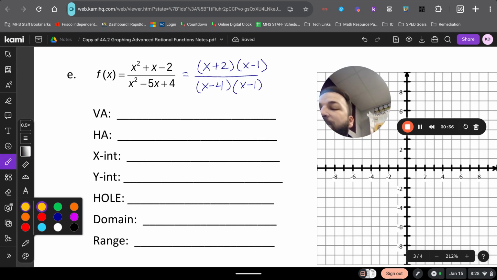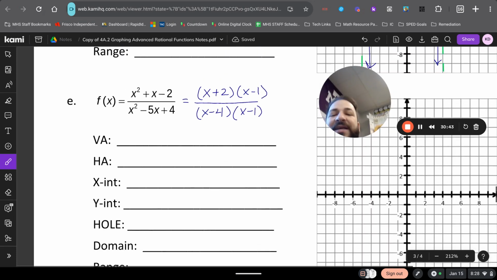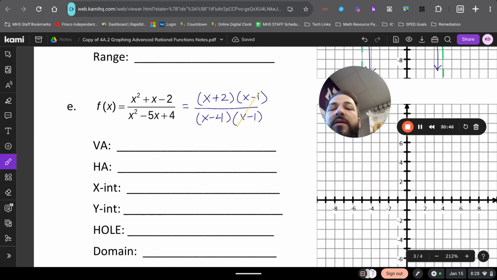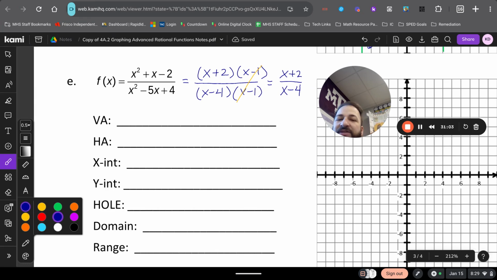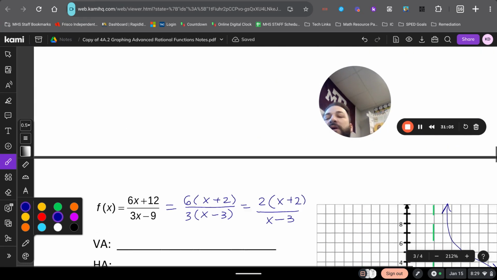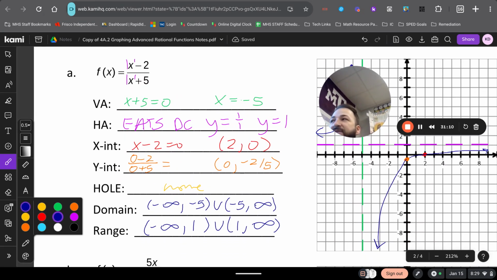And hopefully, as we were doing this, maybe you had a little light bulb go off, because now we have that x minus 1 over x minus 1, and that is going to cancel out for us. It's going to leave just x plus 2 over x minus 4. So after we've factored that, we now end up with this significantly more simplified rational function. This x plus 2 over x minus 4 is very similar to our rational function on A, x minus 2 over x plus 5.